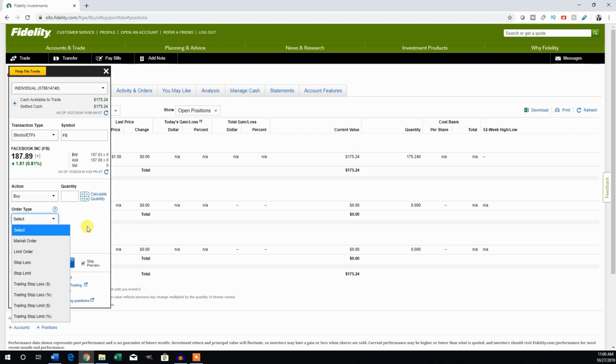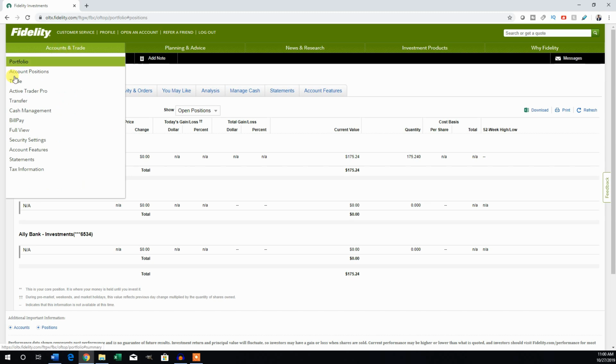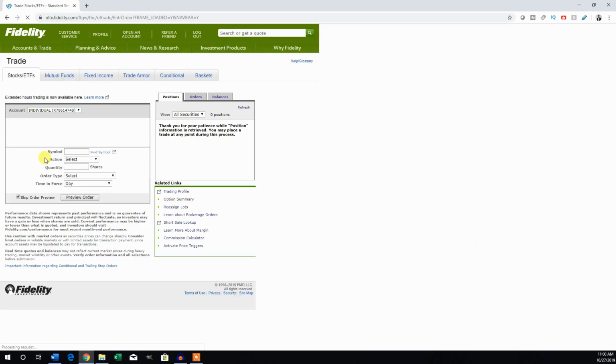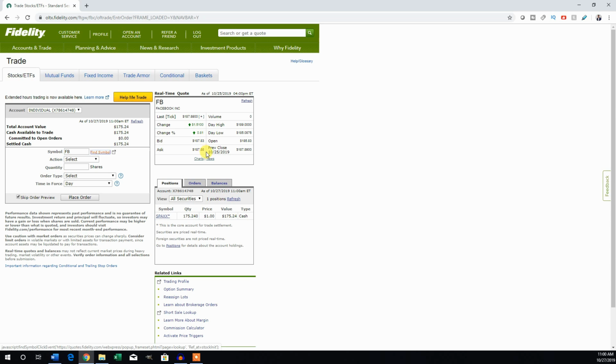Now you also have an area where you can trade. If you go up to accounts and trade and then go to trade, it will take you to basically a page that looks just like the little cutout box that we had there. So you have your account up here. You have whatever symbol you want to select. So you can type in the symbol that you want. So for instance, FB, find symbol. So yeah, Facebook, you'll be able to see everything that goes along with Facebook, what the ask price is, what the bid price is, the change, all that stuff.